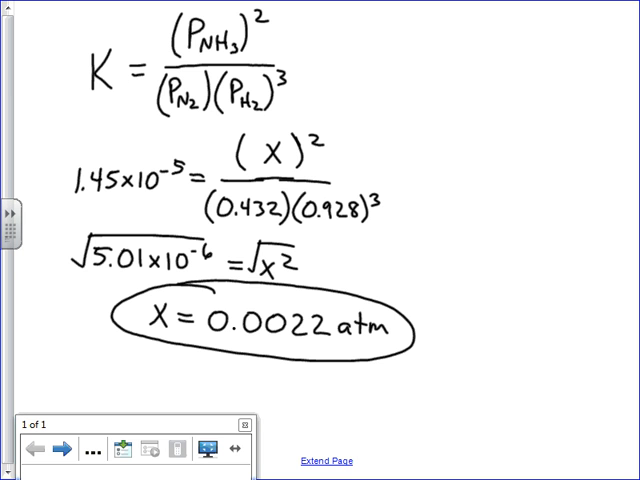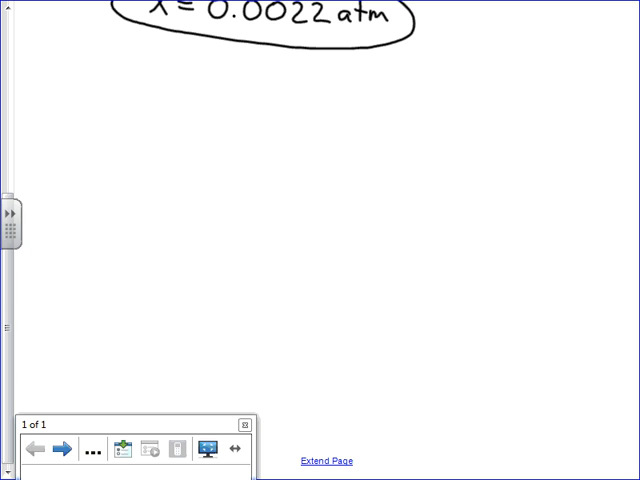Okay, next. This is where it gets really fun. This is where we get to use the quadratic formula. So this second one here, you may be asked to solve for all of the equilibrium amounts when given the Keq and the beginning amounts. We're going to need to use the ICE tables and the quadratic equation for these.